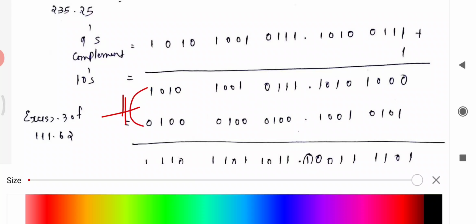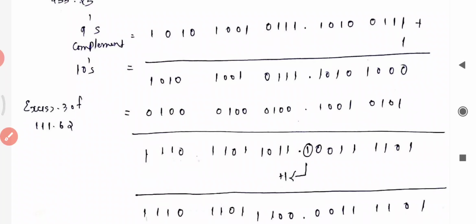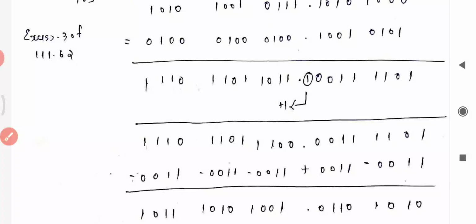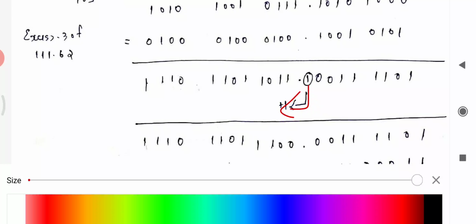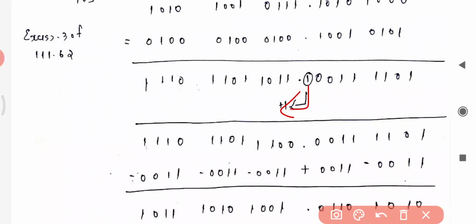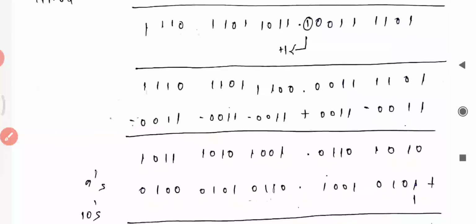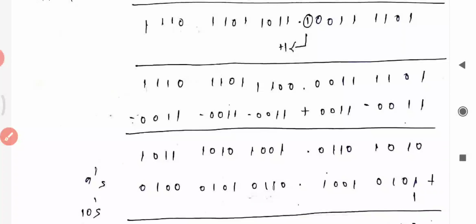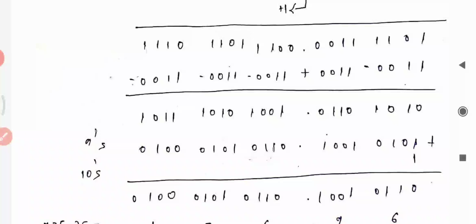So in the final answer we can see that a carry is generated. This carry is added to the next group. A carry is generated and added to the next bit. Then the groups with a carry get 0, 0, 1, 1 added, and for all other groups we have to subtract 0, 0, 1, 1. That is 3. And the answer is again in the nines complement form.